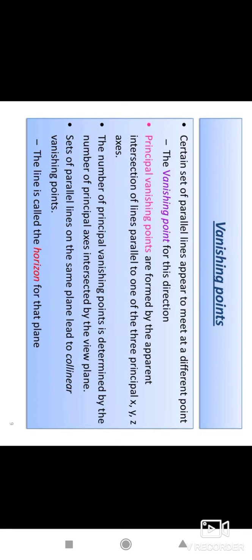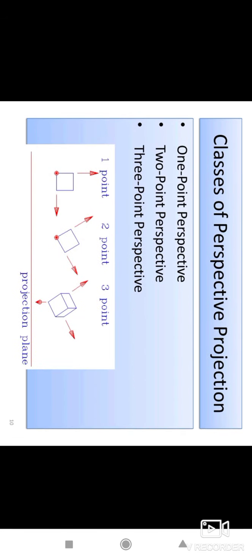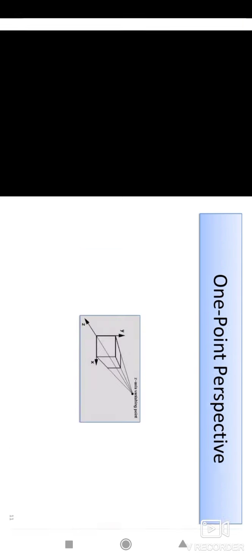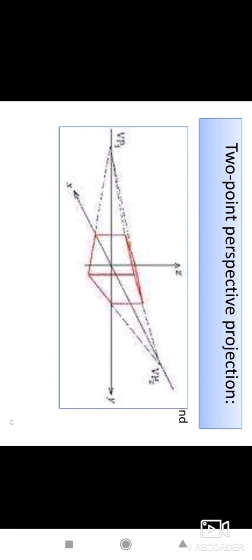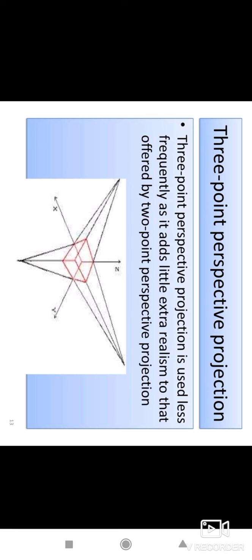Okay, according to that we have 1-point perspective projection, 2-point perspective projection, and 3-point perspective projection. 1-point perspective projection, here the projection lines are parallel to the z-axis, so z-axis vanishing point is given. And here it is parallel to both x-axis and y-axis, so it is x-axis vanishing point and y-axis vanishing point is given. And here it is parallel to 3 of the axes, x-axis, y-axis and z-axis.